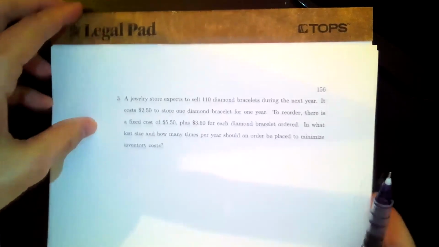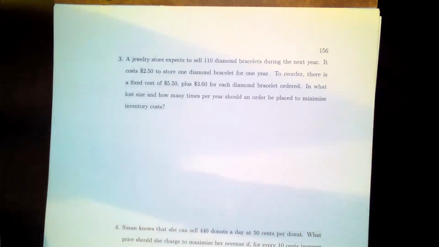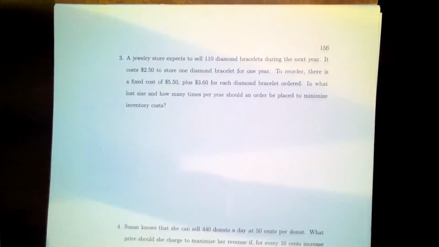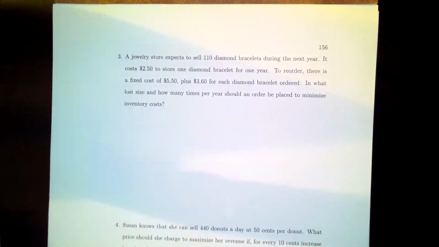Scooch on over here to number 3. It's very similar again. Says a jewelry store expects to sell 110 bracelets during the next year. It costs $250 to store 1 bracelet for 1 year. To reorder, there is a fixed cost of $550 plus $360 for each bracelet ordered. In what lot size and how many times per year should an order be placed to minimize inventory costs?